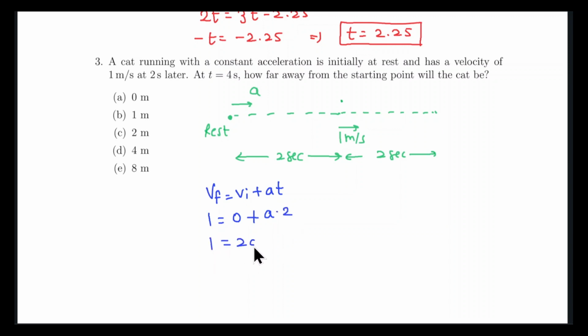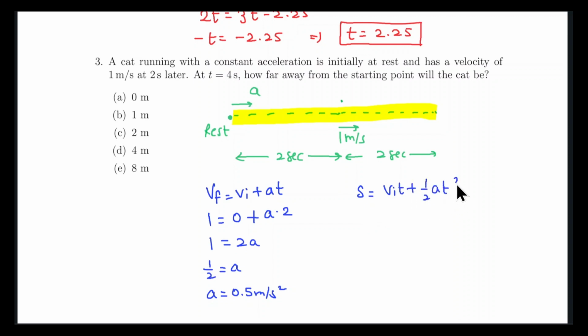Acceleration I do not know, and the time is 2 seconds, that's given. So 1 is equal to 2A. Let's divide both sides by 2. So 1 over 2 is equal to A, or A is 0.5 meter per second square. And now I can take this entire segment as a single motion. I believe I can use the second equation of motion, because that will give me S is equal to V initial times T plus half AT square.